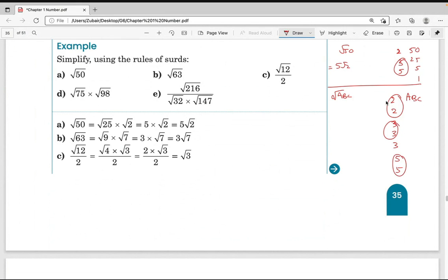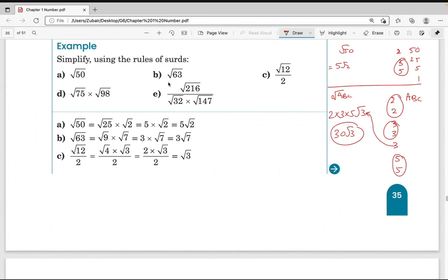And what are we doing? We are bringing these pairs outside without the square. So may I write 2 into 3 into 5 square root 3? This is the square root 3 which is left alone. So 5 times 6 is 30. This is 30 square root 3. Getting the concept? Yes, sir.